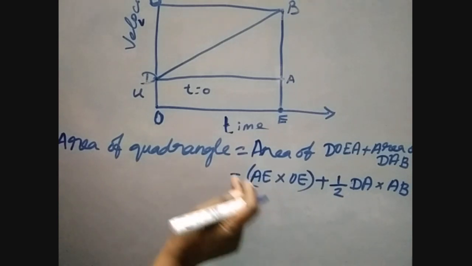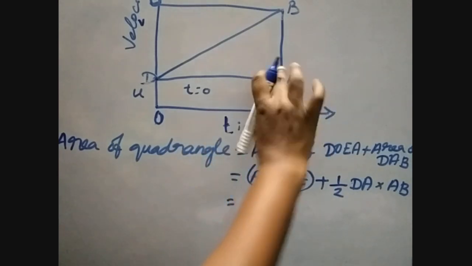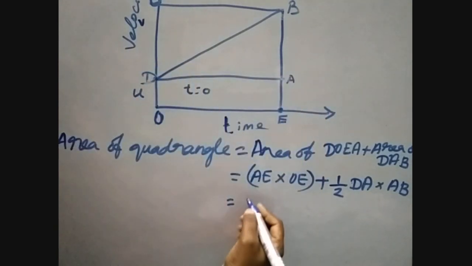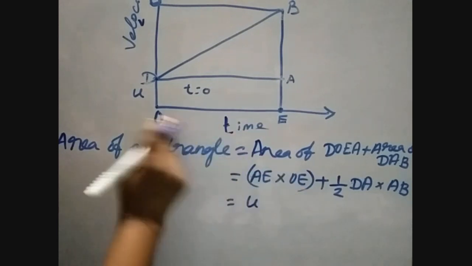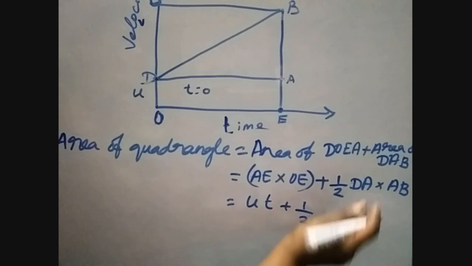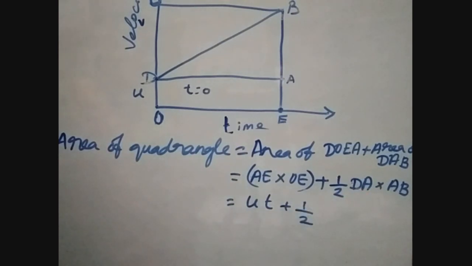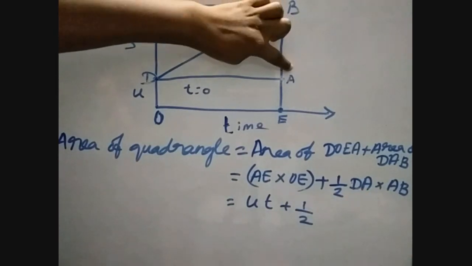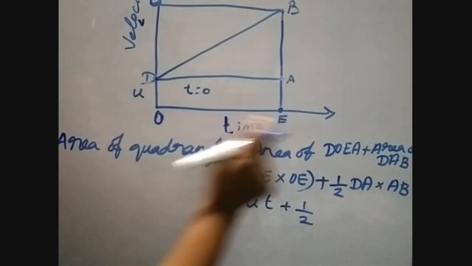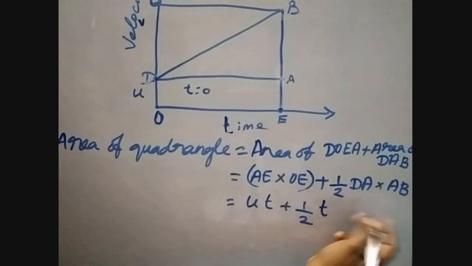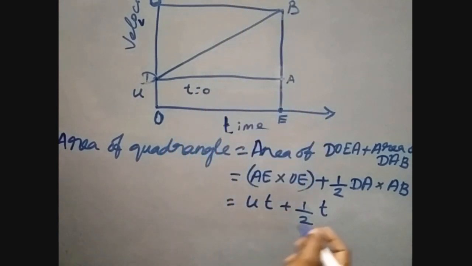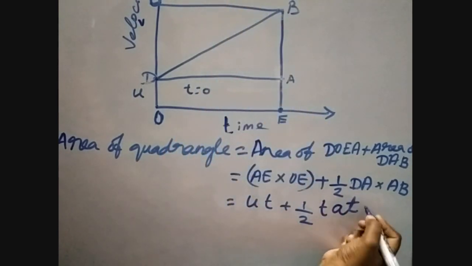Now the AE portion is equal to OD, which is equal to U, into the OE portion, which is time T, plus the DA portion, which is equal to time T. DA portion is equal to OE, which is equal to time T. AB portion is equal to aT. We already derived that from equation number 1.